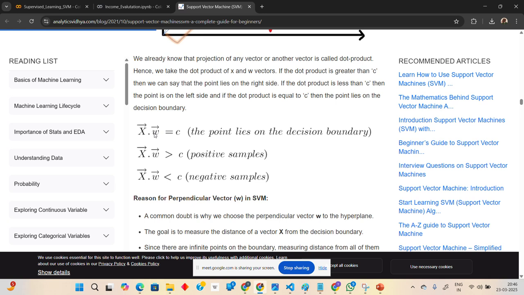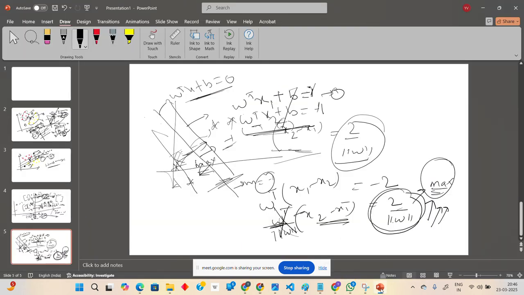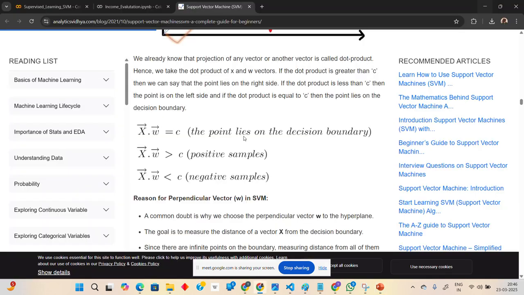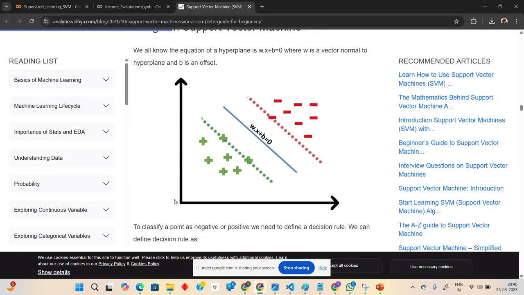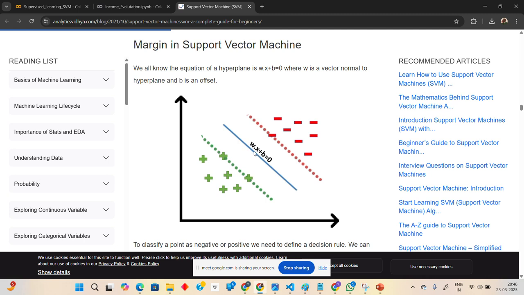If any point lies on the decision boundary, this is the equation. And if it is greater than, then it is called positive samples. Less than means negative samples. The same thing I took in a different way, in -1, +1, where the variables may be different, but the actual concept is the same. See, w dot x plus b is equal to 0. This is the plane, this is the negative plane, and this is the positive plane. The points which touch these planes are called support vectors.